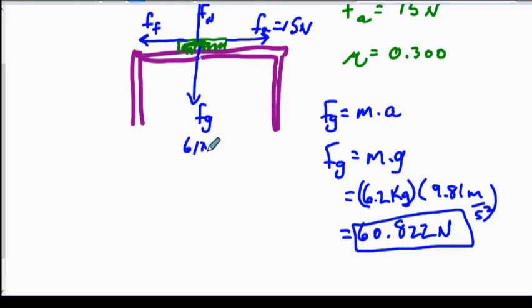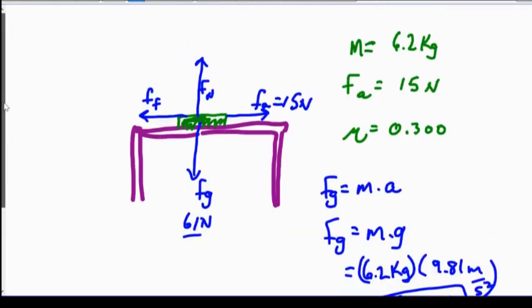For reporting it here, I'm going to write it with a number of significant digits. My upward force is equal and opposite in direction, so my normal force is 61 newtons upward. So these arrows should be about the same length. They look pretty good there.